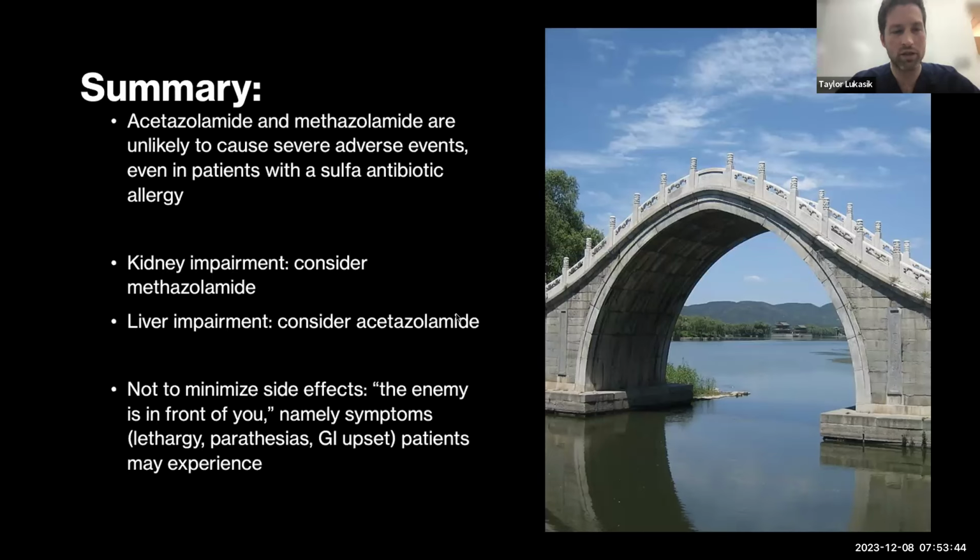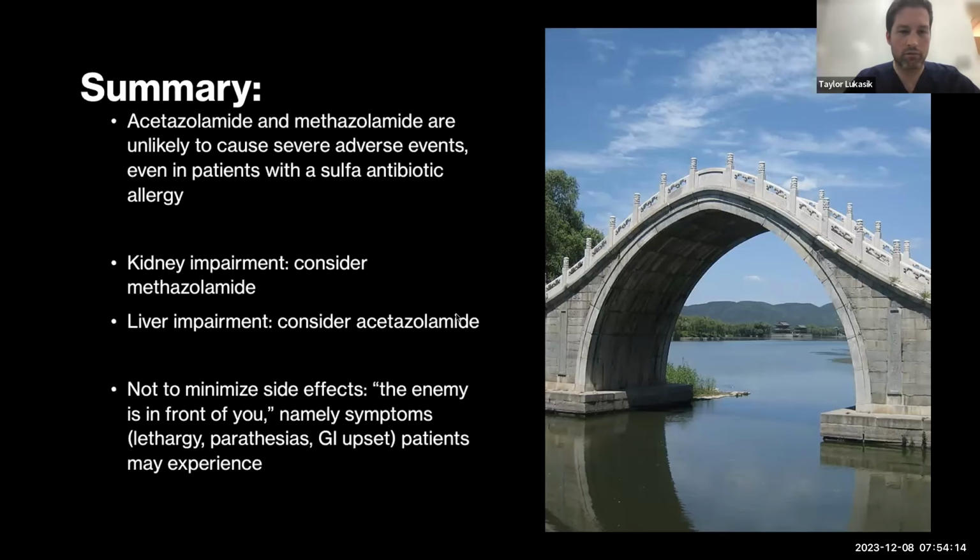You need to know if your patients have kidney impairment or liver impairment, because in kidney impairment, you should consider using methazolamide as acetazolamide is excreted through the kidney. And in liver impairment, you should consider acetazolamide as methazolamide is broken down in the liver. So you should also not minimize the side effects of these medications: GI upset, lethargy, and paresthesias.